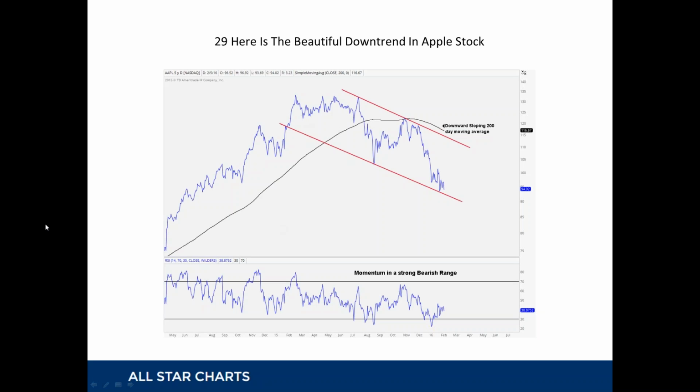This isn't a bear market. There's no doubt about it. Apple's in a downtrend. It's a very beautiful downtrend, very clean. Momentum is in a bearish range, and nothing has changed. In fact, everything that we're seeing has confirmed everything that we were seeing last summer. So again, in Apple, this continues to be a great short, and any strength towards the upper end of this range, I think we can use as an opportunity to get short once again.